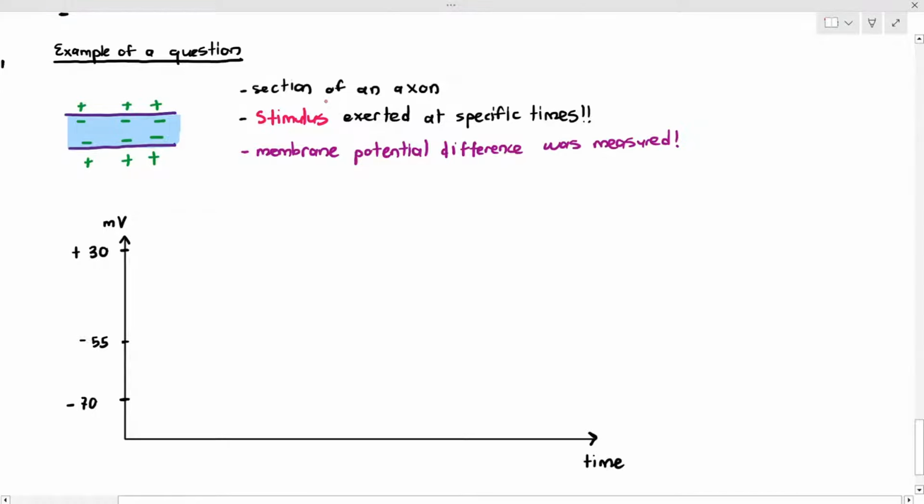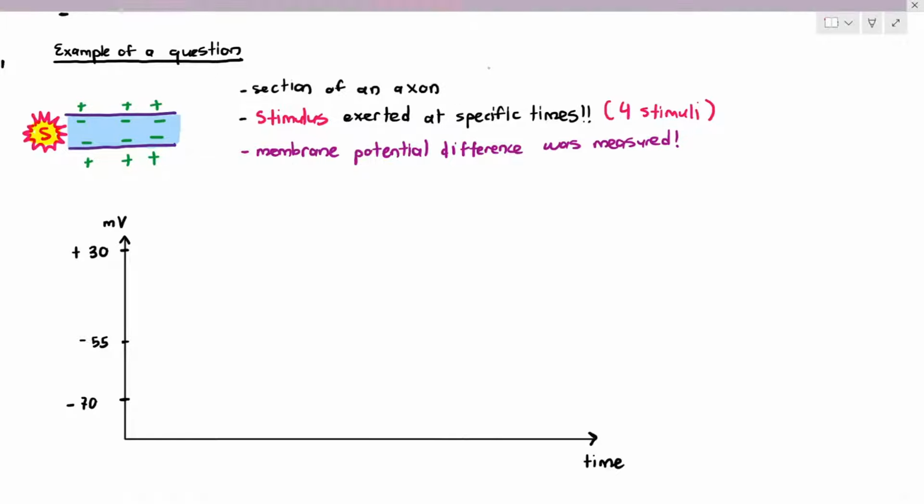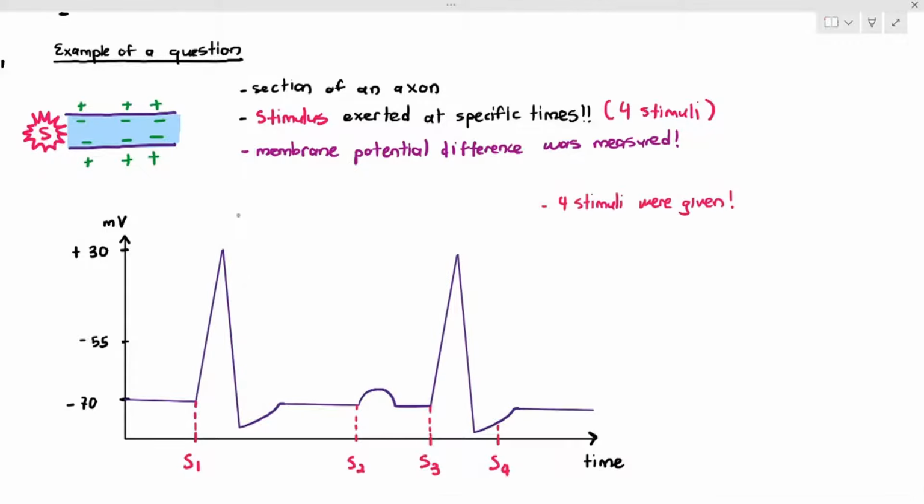Okay. Now, under normal circumstances, if you remember, the axon must have a resting membrane potential of negative 70 millivolts. We've talked about this so many times in the previous videos. I am also going to put a link on the top right corner, so if you don't understand why it's negative 70 millivolts, you can go and consult that video. Now, 4 stimuli were given and the membrane potential difference was measured. All right. So these are the results, and S1, S2, S3, and S4 are the stimuli.